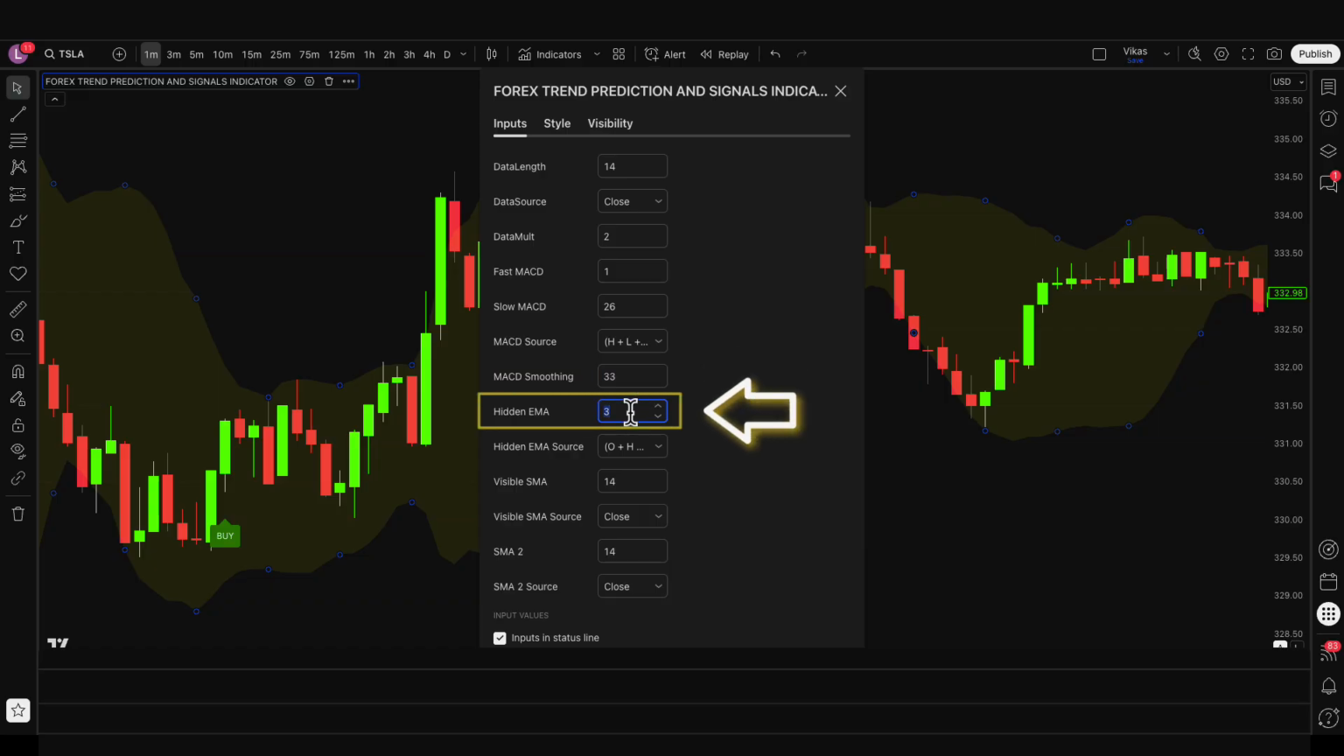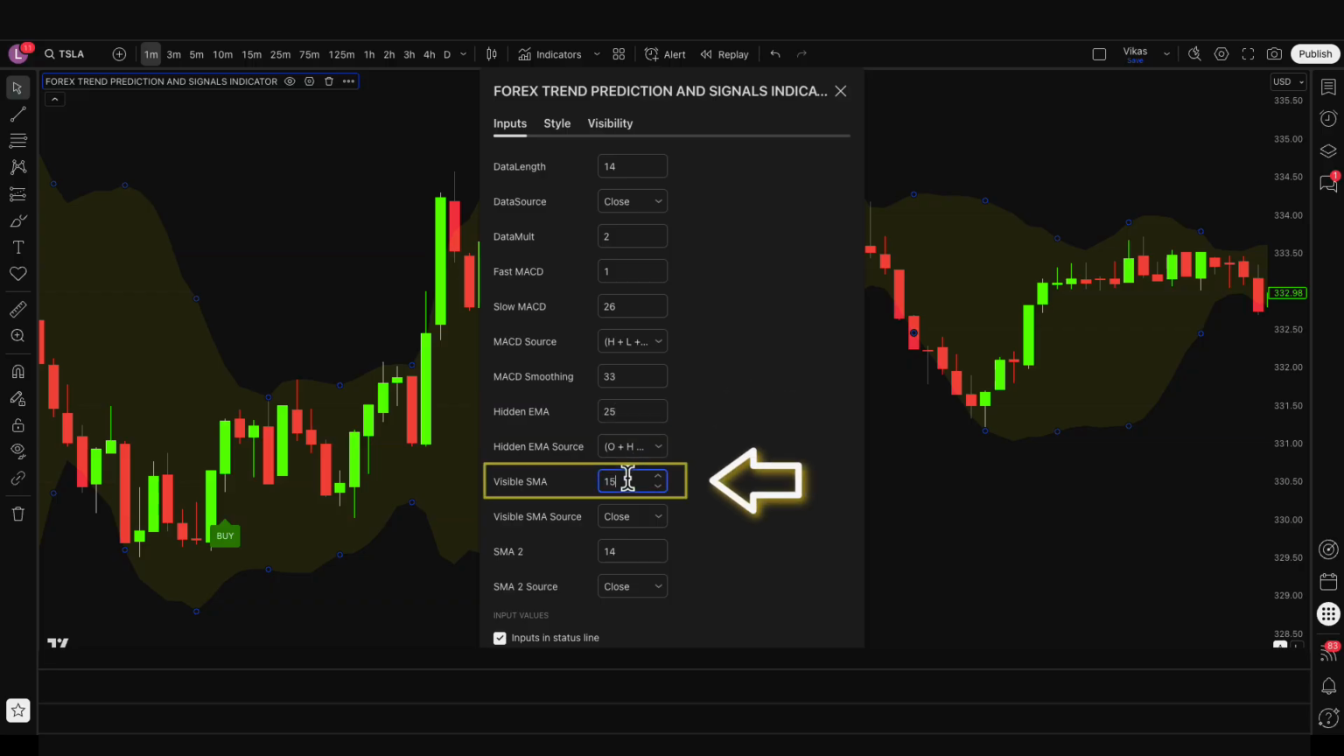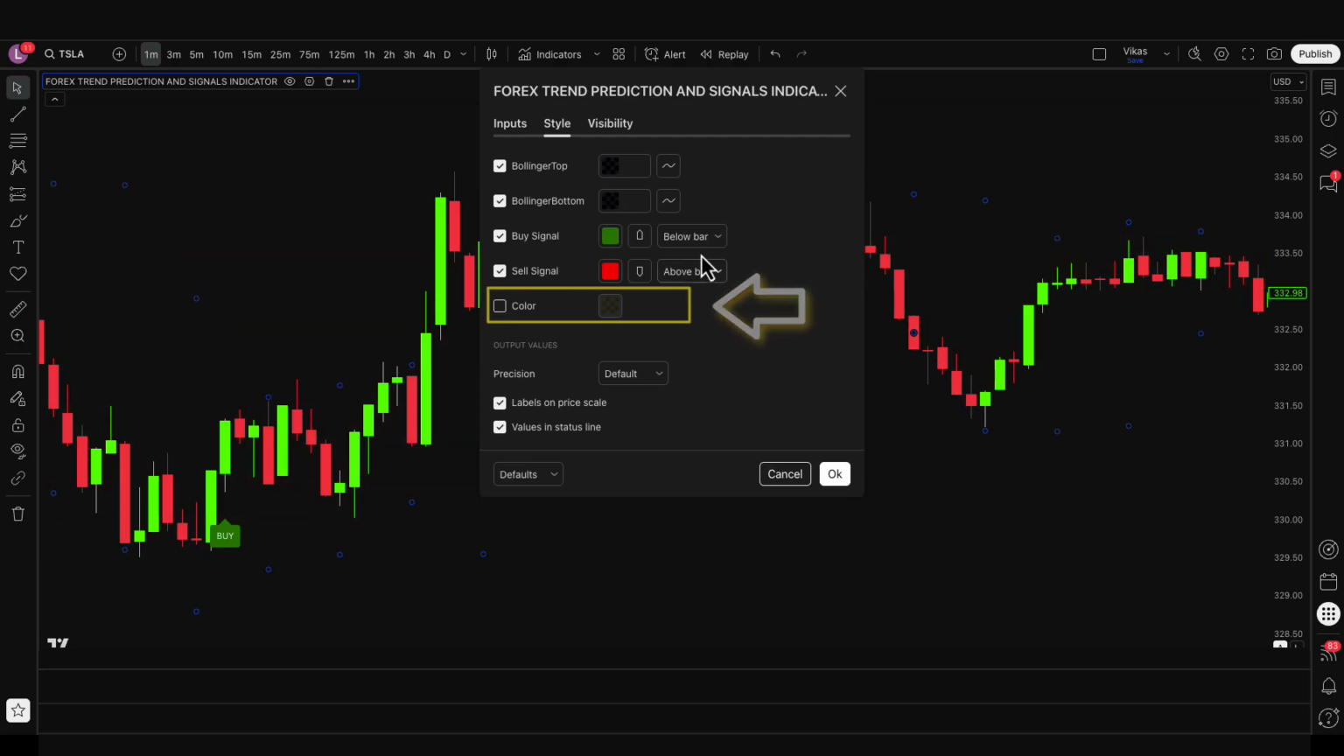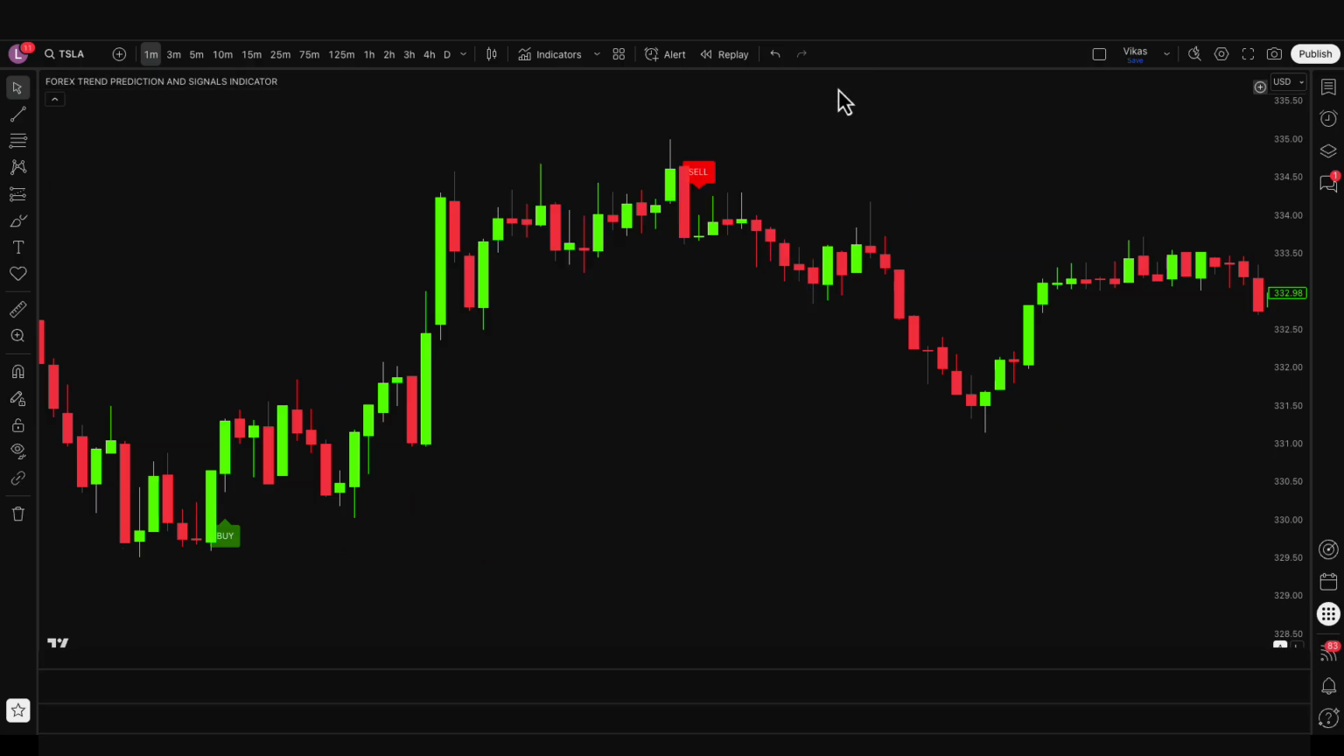We have to change this hidden EMA option from 3 to 25. We have to change this visible SMA option from 14 to 15. We have to change this SMA option from 14 to 16. We hide these color options. After this, we will understand the next trading setup on the chart.